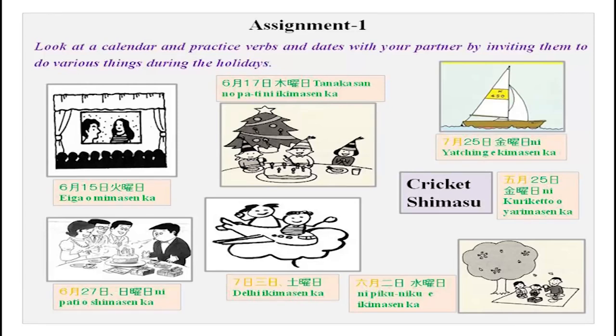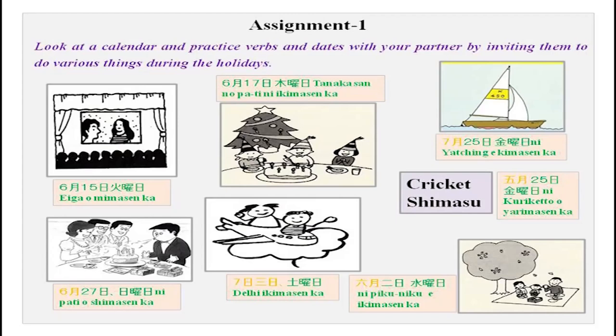So, the first assignment over here is look at a calendar and practice verbs and dates with your partner by inviting them to do various things during the holidays. So, the pictures are over here for you. Lot of pictures are given. Date is given, the verb is given, and you are to practice with your partner and ask them whether they want to do these things or not.